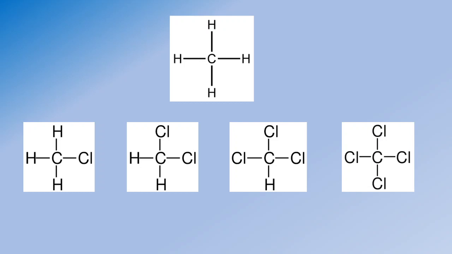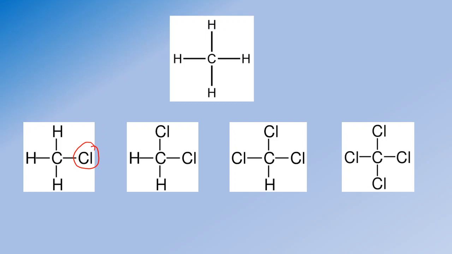So one at a time, we're going to take off the hydrogens that are on the methane molecule and replace them with chlorine atoms. The chlorine at this point acts like a branch, so we're going to name it first, and we're going to use an appropriate root name for that, so chloro. So in this case, we would call this molecule chloromethane.